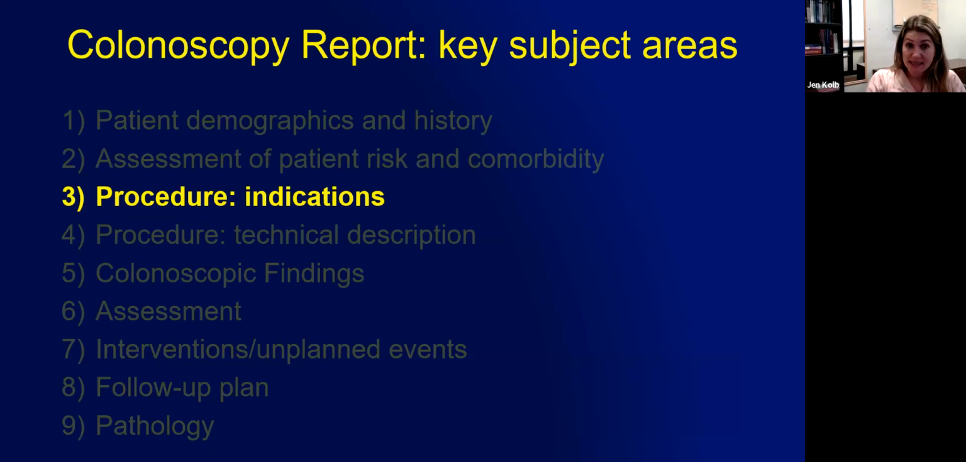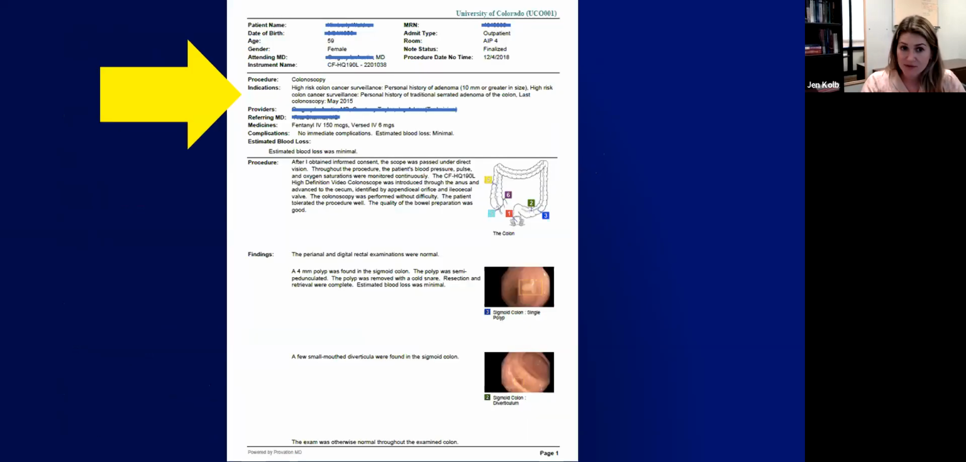So the next thing, now that you've assessed the patient, you know the patient's demographics, you've assessed their risk, the next thing that's important to look at on the colonoscopy report is why was the procedure done? And this is something I know everyone's dealing with in the clinic, which is figuring out what's the indication, and that's typically how we bill for the procedure or get authorization for the procedure, and how we explain to our patients why you have to come for this case.